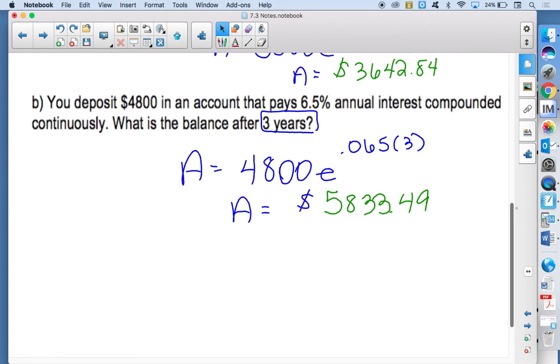Any questions? Pretty straightforward. Hopefully. Besides the e value being like a new number that you're learning. So, you have a good bit of time, like 17 minutes.